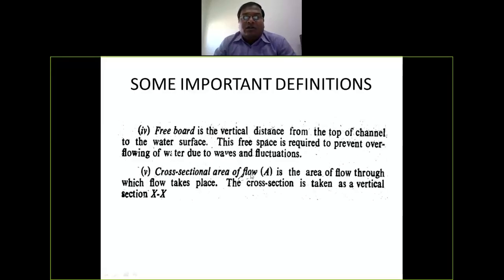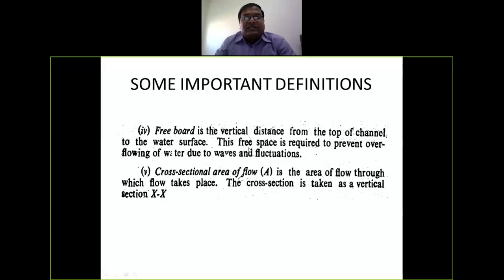The next one is freeboard. Freeboard is the vertical distance from the top of the channel to the water surface. Your water surface is there and above that the top of the channel is there. This free space is required to prevent overflowing of water due to waves and fluctuation. Generally we provide freeboard based on the discharge. You can also find the table on the internet, which gives how much freeboard to provide for different discharges.